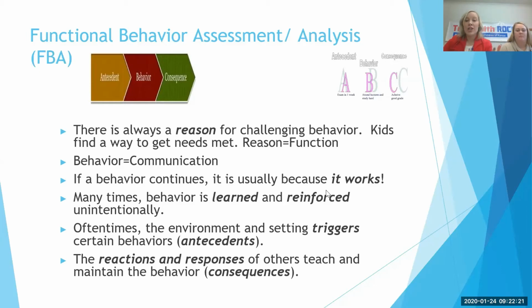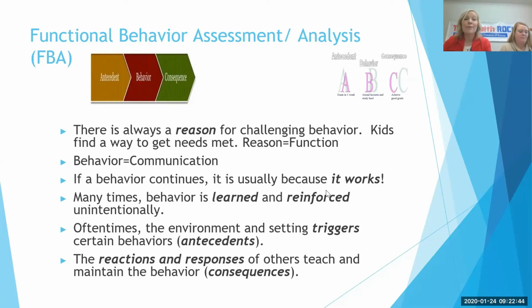What are the reactions and responses that happen after this behavior? Whether they're planned responses or totally unplanned reactions, sometimes we can't control it at all. We can't control how parents respond, and we can't control how peers respond a lot of times. So what's going on around this behavior that may be unintentionally reinforcing it, causing it to continue, or making it work?